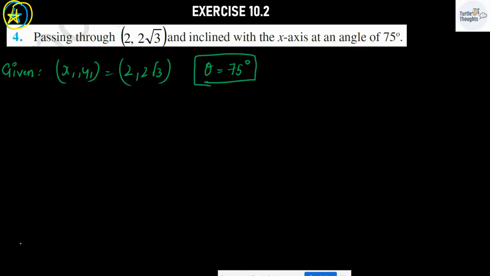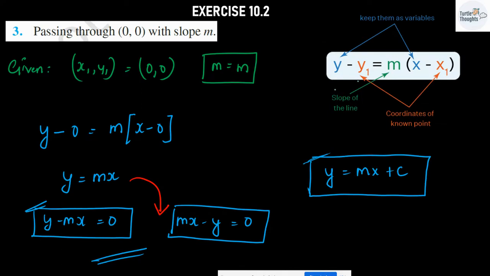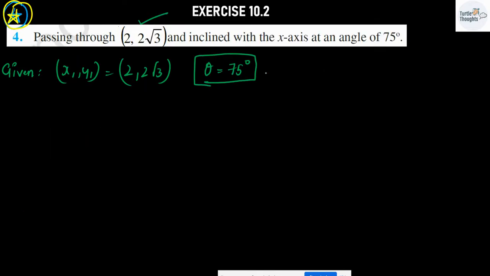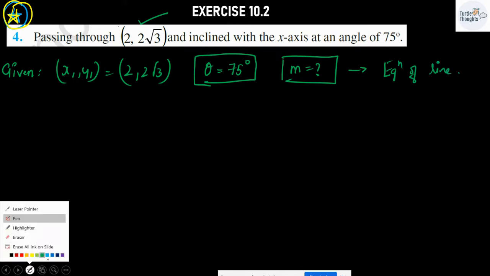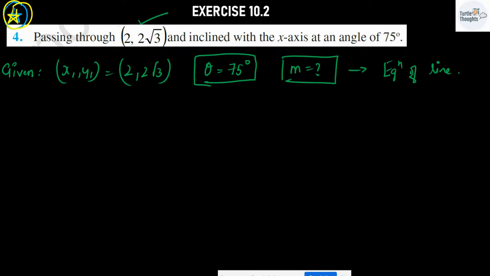right? In the previous questions, we already know if one point is given and the slope is given, we can easily find out the equation by using this formula. Y minus y1 will be equal to m into x minus x1. But however, in this question, the value of m is not given, right? So what we have to do first is we have to find the value of m. Then later we have to find the equation of the line. So this is the way you will be proceeding with the question.